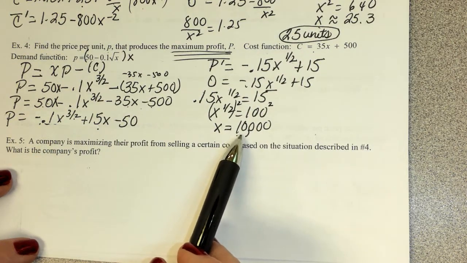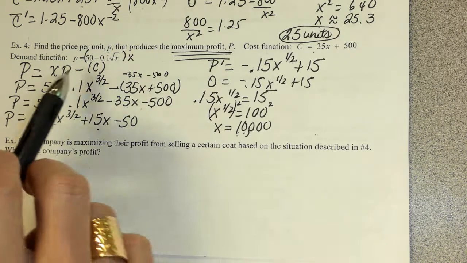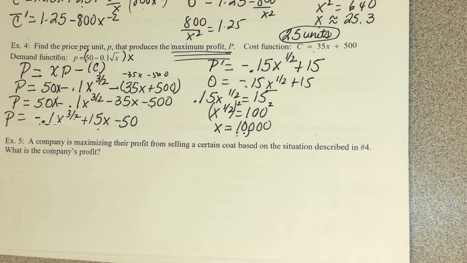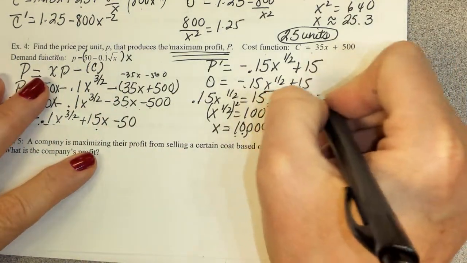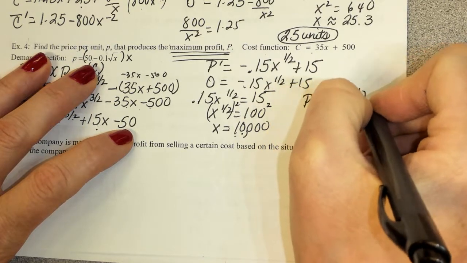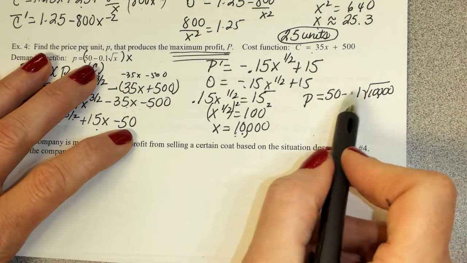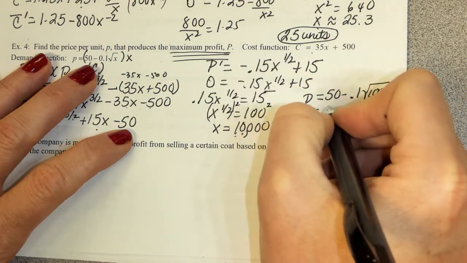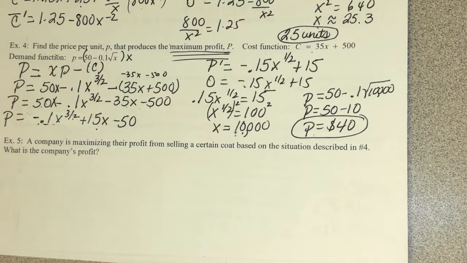That's our critical number. That's going to be the maximum because I only got one answer. But that's not my final answer, because what does the question ask for? Price. This is the number I'm going to produce. That's not my price. To find my price, I have to plug this back into my price function, which was 50 minus 0.1 square root of 10,000. Square root of 10,000 was 100. 100 times 0.1 is going to be 10. So my price is 50 minus 10, so our price is $40. That's going to be the price that will maximize our profit. Remember, if we charge too much, people aren't going to pay that. If we charge too little, then we're not going to get our money back from what our cost was.